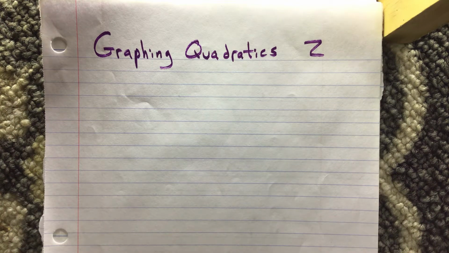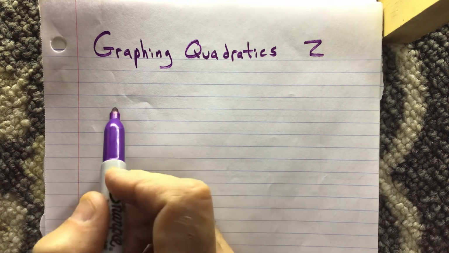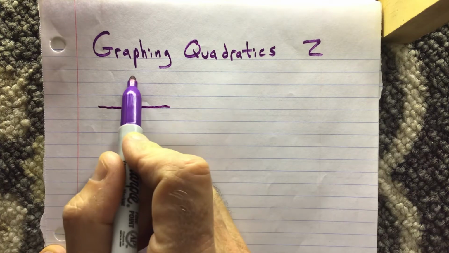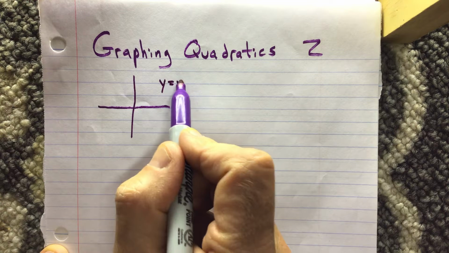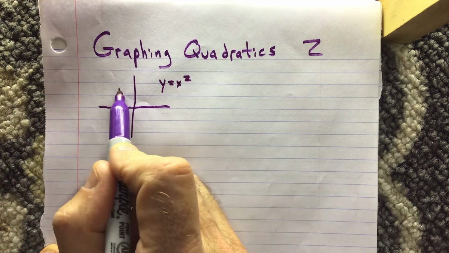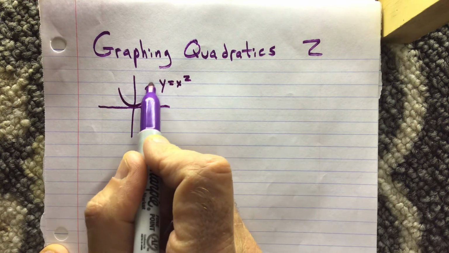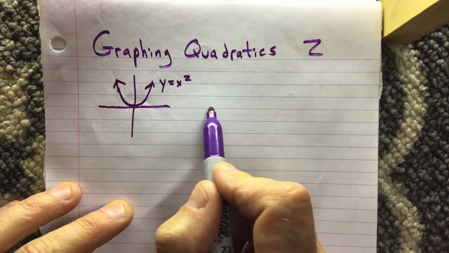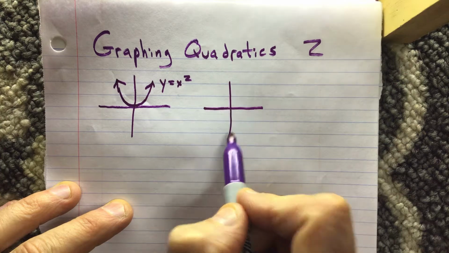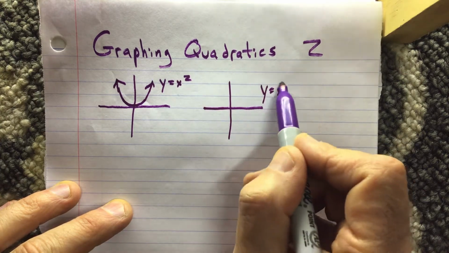Okay, so graphing quadratics 2. In the last video, I looked at some transformations made to the parent function y equals x squared, which is just a parabola. It looks like this when you graph the solutions. And so we looked at transformations really quickly, like y equals x squared plus 4.